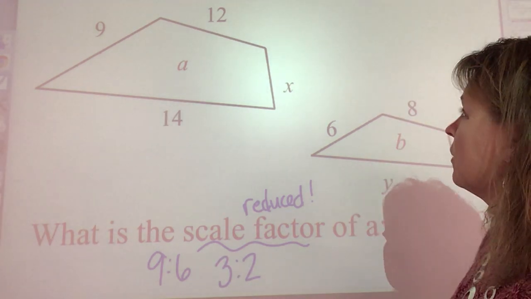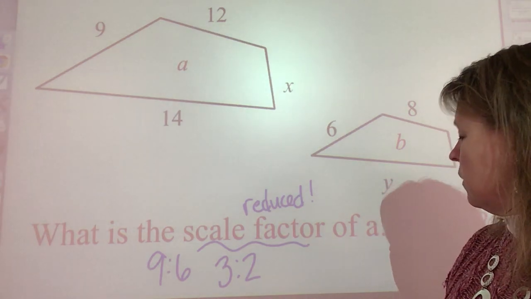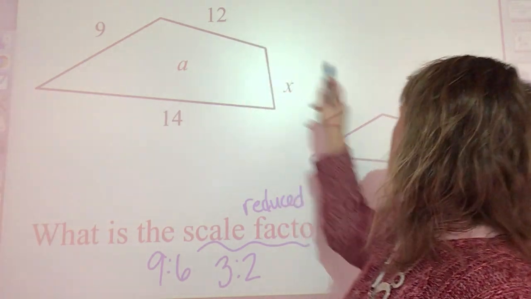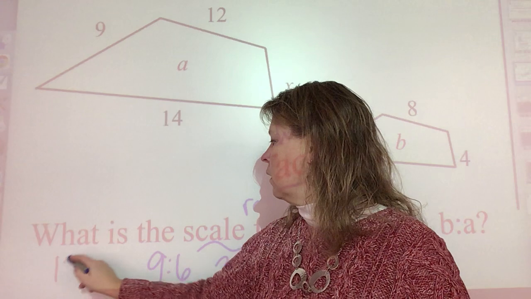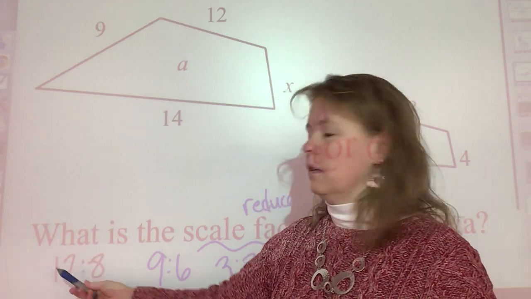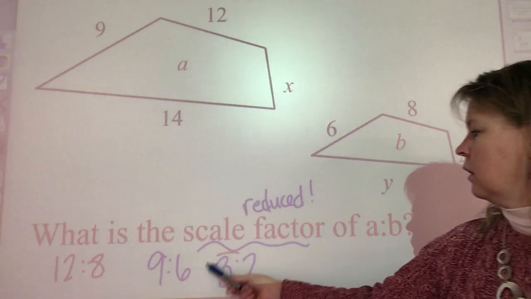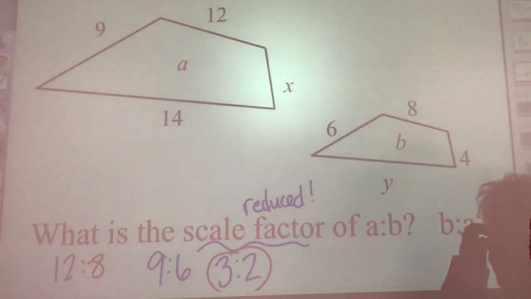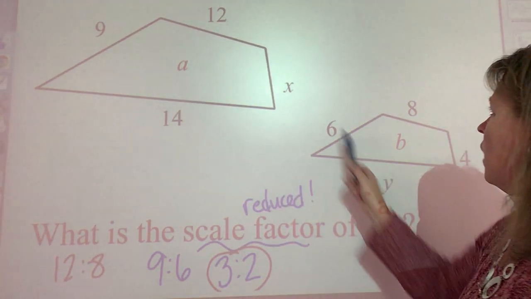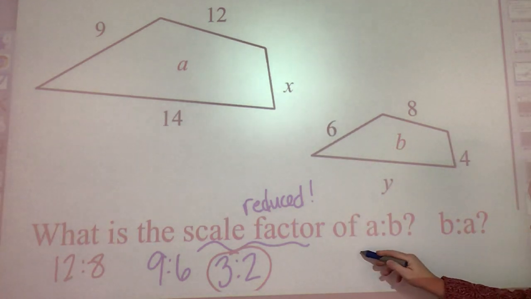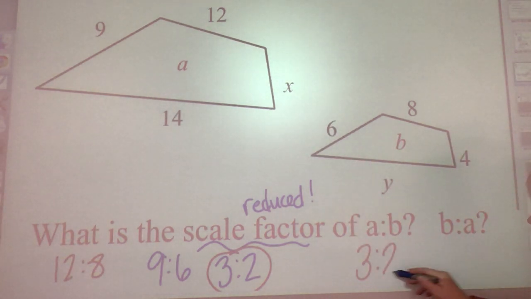Now you can check and make sure that they're similar by doing other sides. We could compare 12 to 8 also. 12 to 8. Divide them both by 4. 12 to 8 reduces also down to 3 to 2. We can't, of course, do the 14 and the y or the x and the 4 because they're variables. So if you're comparing A to B, it's 3 to 2.